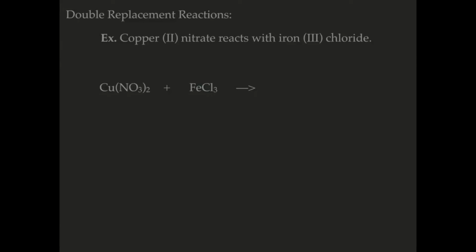So I'm going to cross copper with chlorine. Copper's charge is +2. Chlorine is -1. So I would get CuCl2. And my other product is going to be iron and nitrate. Now, iron's charge is +3. Nitrate is -1. So I get FeNO3. Now all I have to do is balance.